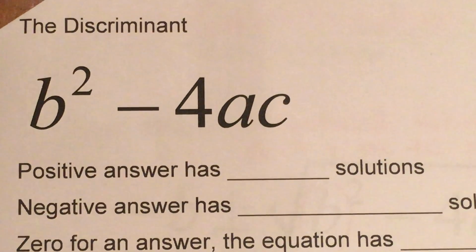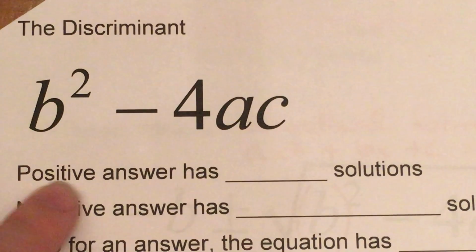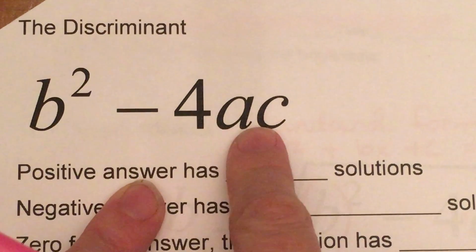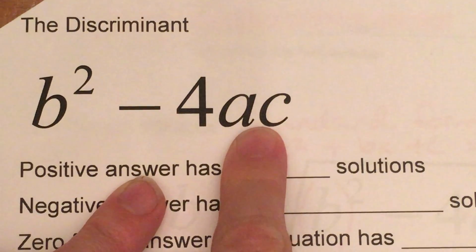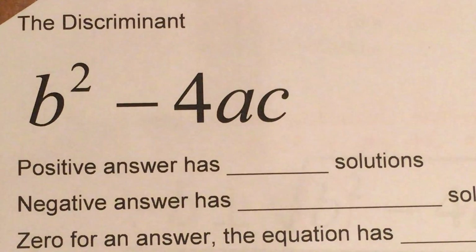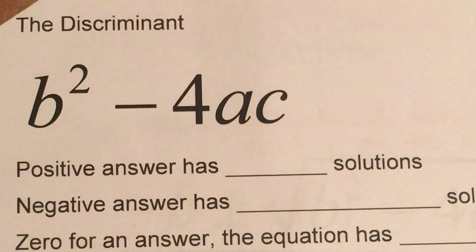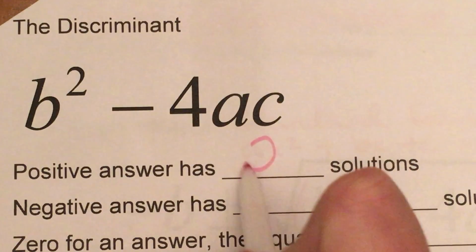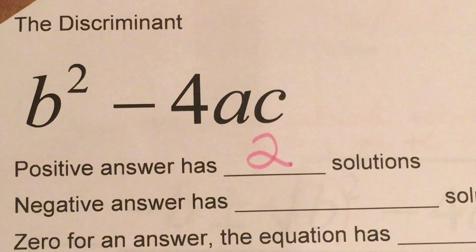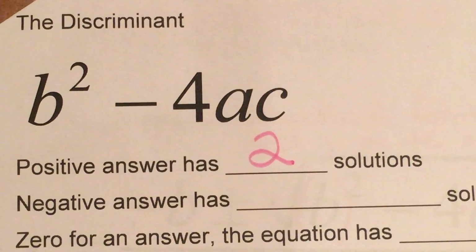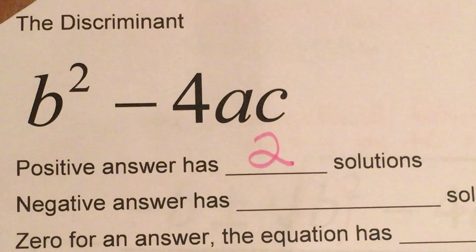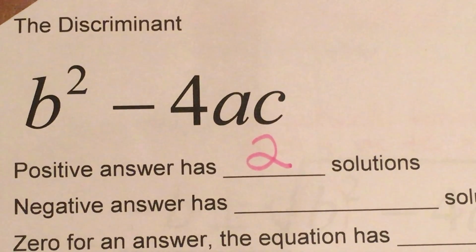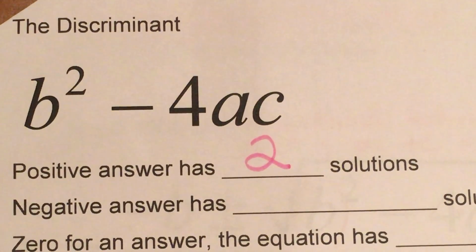So if you put the guts into your calculator and you get a positive number, I don't care what that number is. It's just some positive number. You will have two solutions, two real solutions, where your quadratic does cross the x-axis twice.